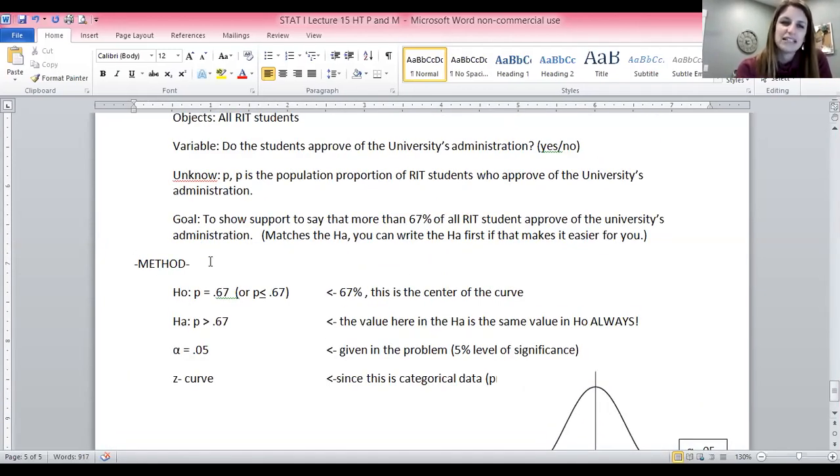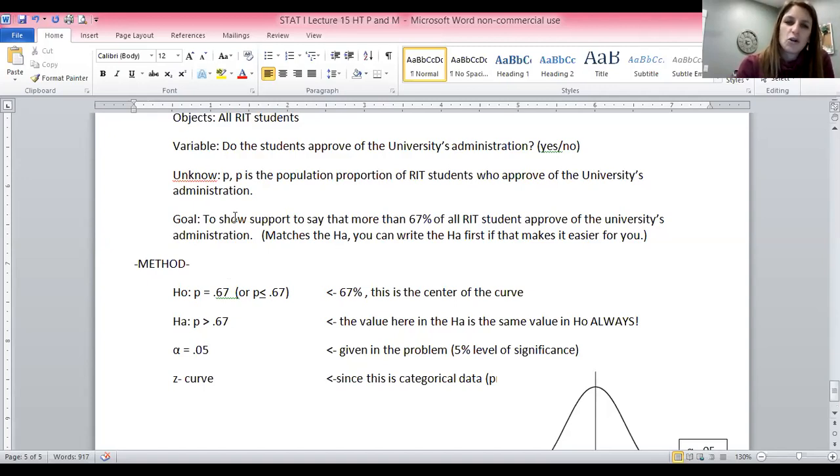My goal is always to show support for my HA. I could say that, to show support for HA, but I don't want you to write that for me. I want you to write it out. Everything needs to be written out for me. I like to see it all nice. I want to be able to read these steps and know what the problem's about without reading the problem, okay?